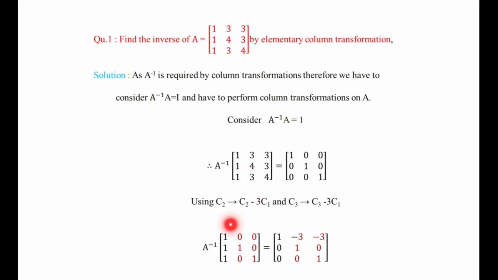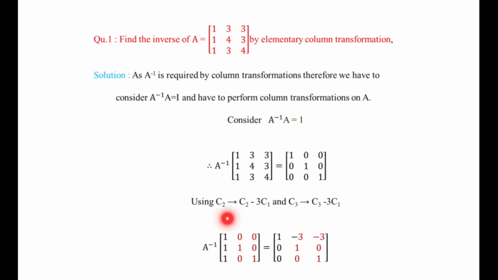Here we require 0, so we write C2 minus 3 times C1 for the second column. So C2 changes to C2 minus 3 times C1, and in place of this 3 we require 0, so for this we write C3 changes to C3 minus 3 times C1 in the third column. Now after applying this transformation you get the values in the left hand matrix and right hand matrix. You can check the value.